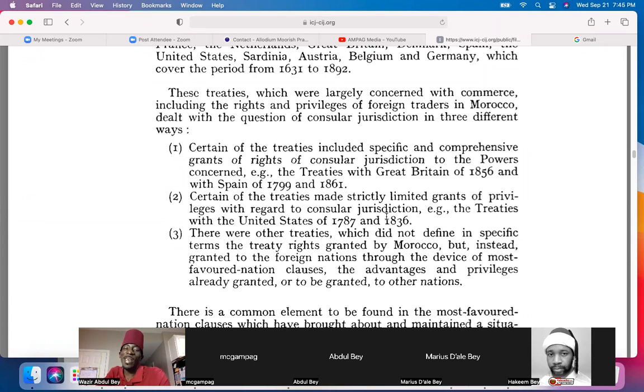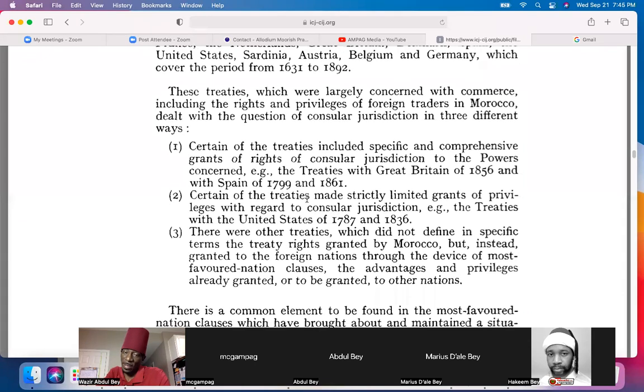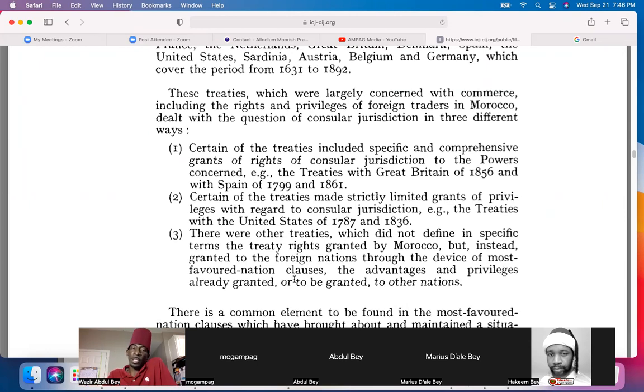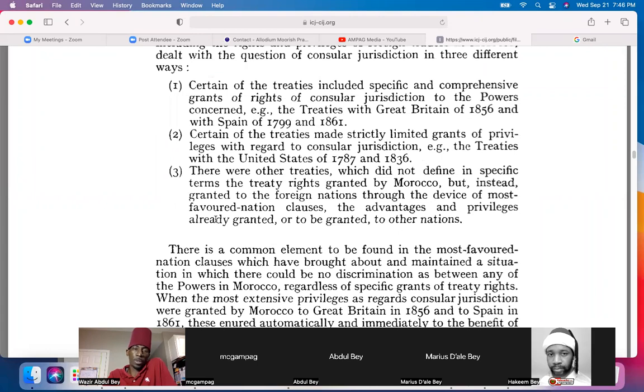Number three. So I think that's understood. There were other treaties which did not define in specific terms the treaty rights granted by Morocco, but instead granted to the foreign nations, through the device of most favored nation clauses, the advantages and privileges already granted or to be granted to other nations. All the European signatory powers were granted that most favored nation clause.